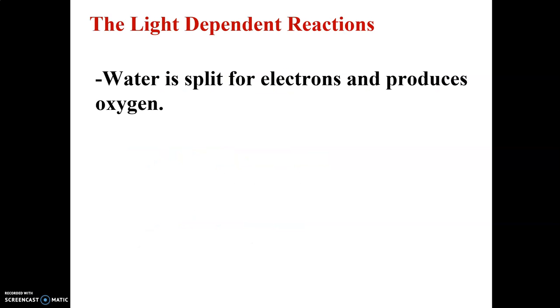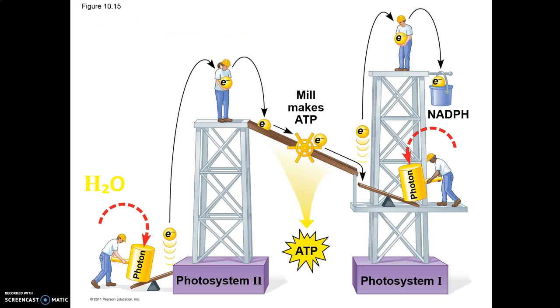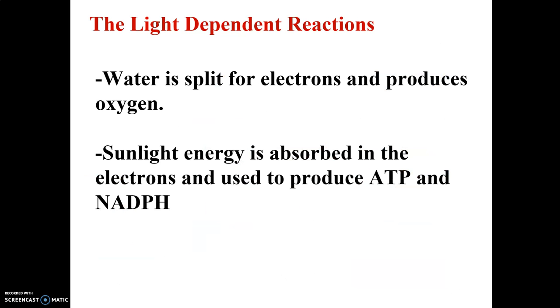Here are the light-dependent reactions. The very first start of photosynthesis is water being split by an enzyme to pull electrons out. Okay, so the very first step, we generate oxygen in photosynthesis. And the electrons come out and are energized by sunlight. So the sunlight energy is absorbed in those electrons, and then we use these high energy electrons to produce ATP and NADPH. That's where the electrons end up.